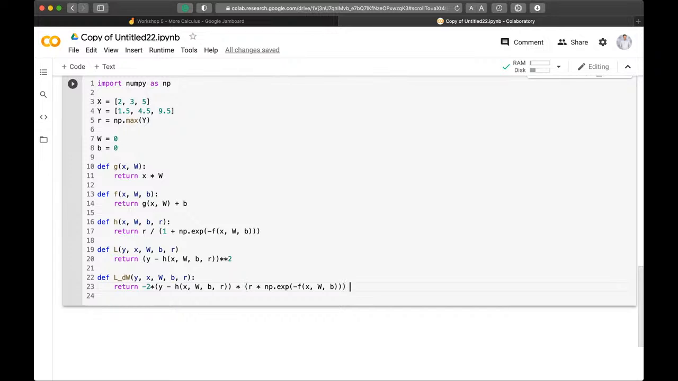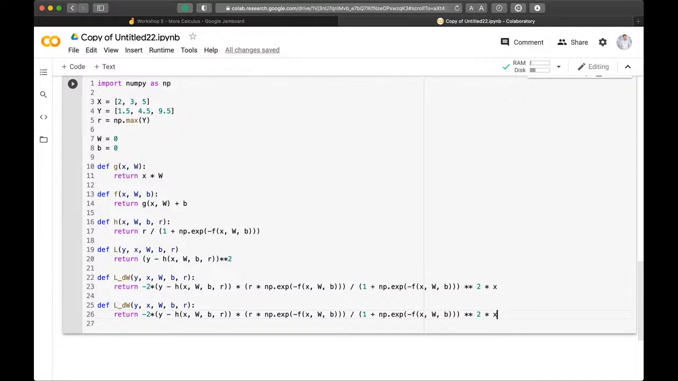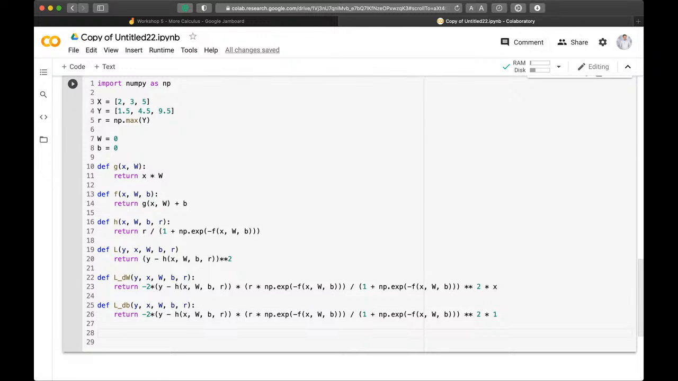The second part divided by 1 plus the same stuff and only squared. So this is the second part, and then multiplied by the x. So this is going to be with regards to v, and then the last thing with regards to b, and there is at the end 1, right? So now we kind of have all of the equations that we need.